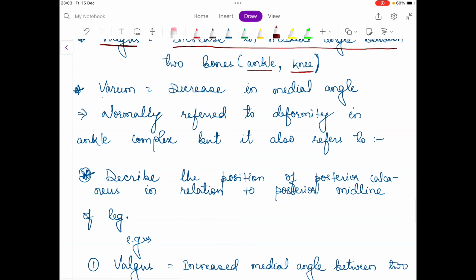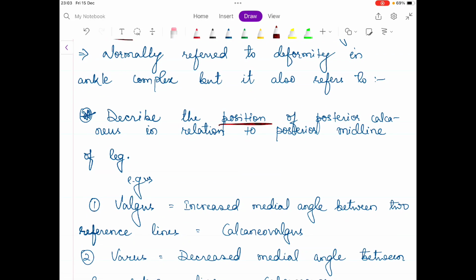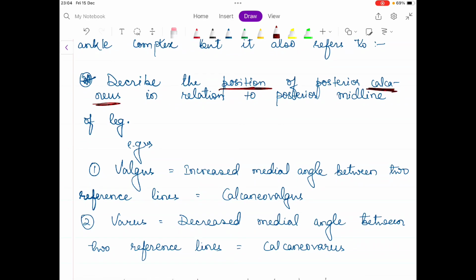Okay, and varus means decrease in the medial angle between two lines. So normally it is referred to as a deformity, as you have already heard about genu valgum or genu varum. Okay, but it also describes the position of the posterior calcaneus bone. Calcaneus bone is a type of tarsal bone. Okay, so it is used to describe the posterior calcaneus bone position in relation to the posterior midline of the leg.